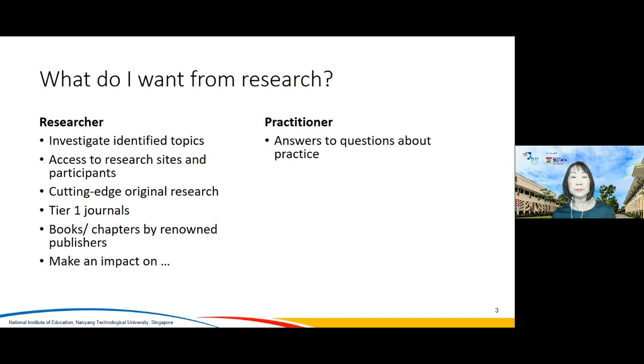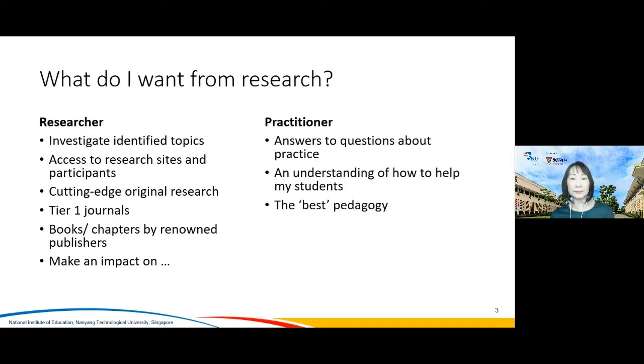Perhaps they see a problem with their practice or a problem with the students' learning. They want research to be able to speak to these things, and an understanding of how to help my students. So as a practitioner, I think these are two very important things that research must do for me. Also, because there's so little time as a teacher, I want to know what's the best practice now or the best pedagogy. I think we know there really isn't such a thing as the best pedagogy, but I think practitioners do want to know something that is effective, that has been trialed and tested, and something that perhaps will apply to their situation.